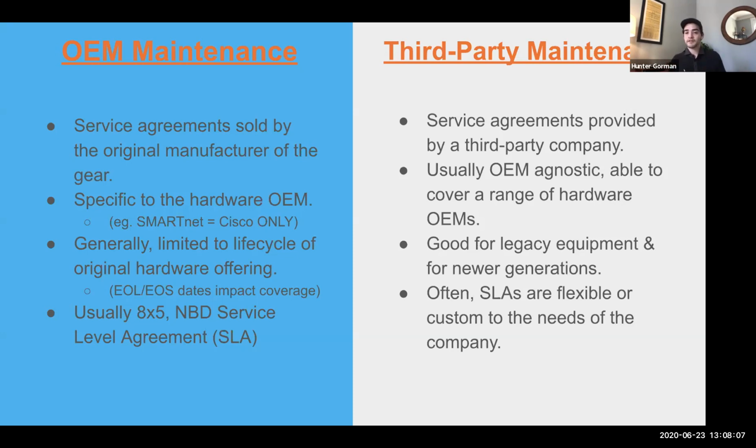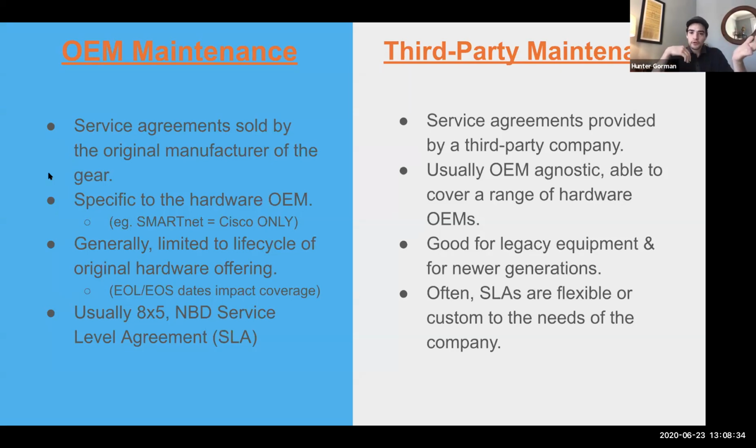When it comes to third-party maintenance, it's largely the same. These service agreements are very much similar, but they're sold by a third party like PivIT or OneCall, and they're usually OEM agnostic. All that means is that in the example I gave earlier, you could put a Juniper switch under OneCall, maybe not SmartNet, but you could put a Juniper switch and a Cisco switch under the same maintenance contract if you needed to.